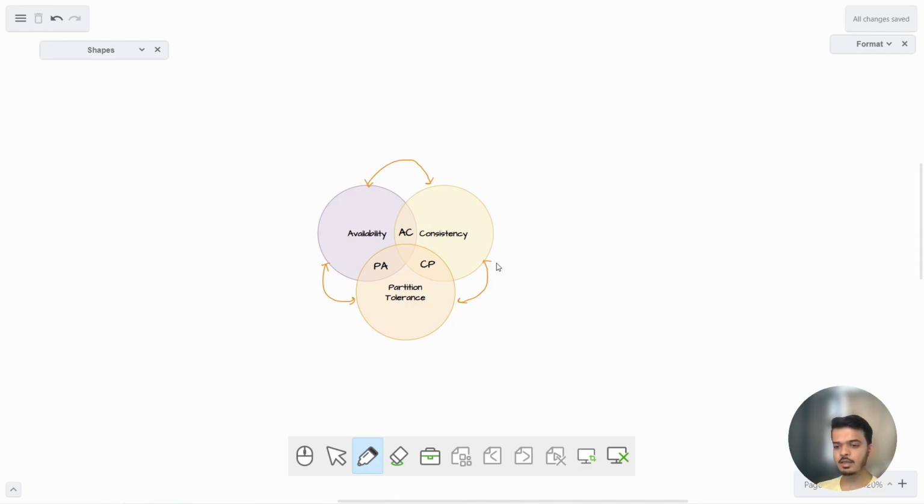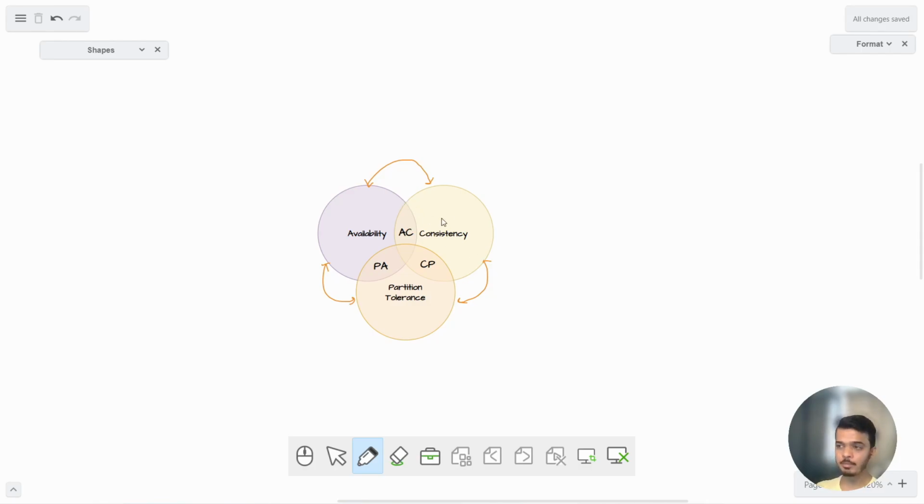Now in an ideal world there would be no network partition, but in the real world network partition will always exist. You cannot guarantee that there would not be any partition. No matter how many resources you put in, there is going to be network partition. It could be because of anything. You never know how a network disruption would happen. So network partition is always going to happen, and in a real world system, you will always have to guarantee partition tolerance.